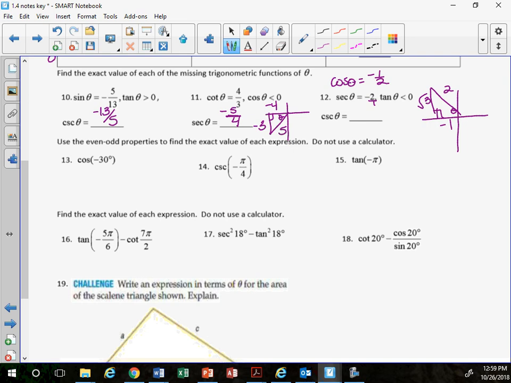Well, I mean, technically this is a 30, 60, 90 triangle, so if you recognize that. How do we know this is a 30, 60, 90? Well, this leg is half of the hypotenuse. And it has to do that, yeah. All right, so what is cosecant then? 2 root 3 over 3.